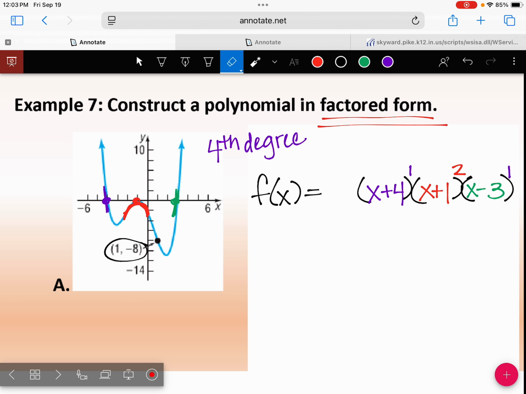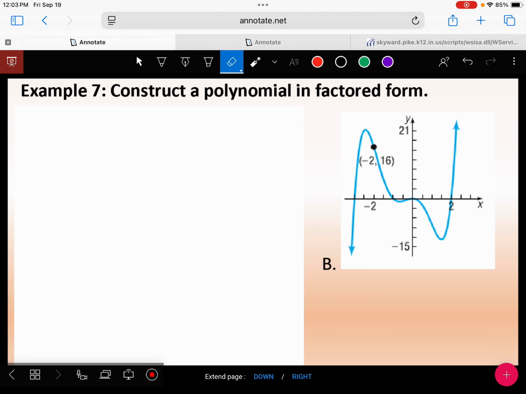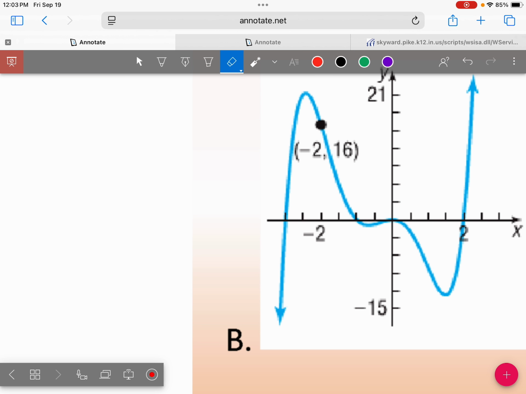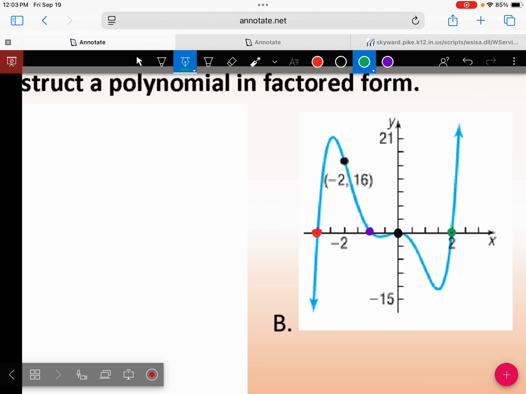All right, let's look at our second graph. Show me with your fingers, how many do we have? It's 4. So we have one here. We do have one here. And we have one there. And we have one here. So that means I need 4 factors. So let's go ahead and make our 4.